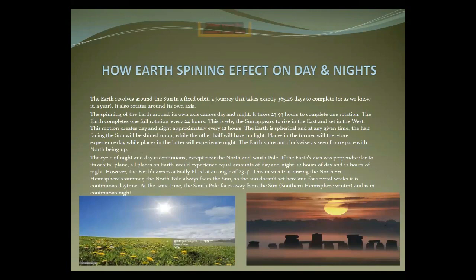Now, I am going to explain further that this means that during the northern hemisphere summer, the North Pole always faces the sun. So the sun doesn't set here, and for several weeks it is continuous daytime. At the same time, the South Pole faces away from the sun, in southern hemisphere winter, and is in continuous night.